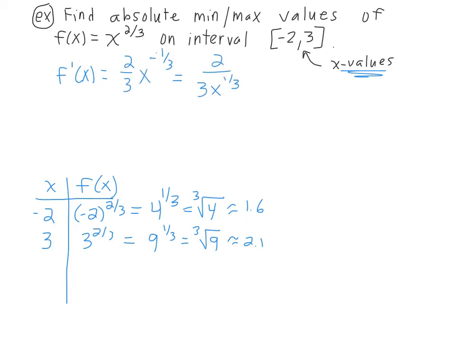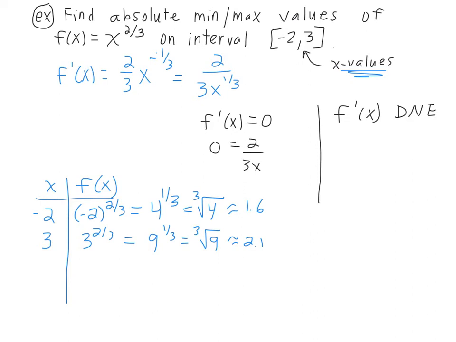When we find our derivative using the power rule, we get 2/3 x to the -1/3, and this can be rewritten as 2 all over 3x to the +1/3. You generally want to get rid of your negative powers. Now we're looking for where our derivative is equal to 0, and we're also looking for where our derivative does not exist.